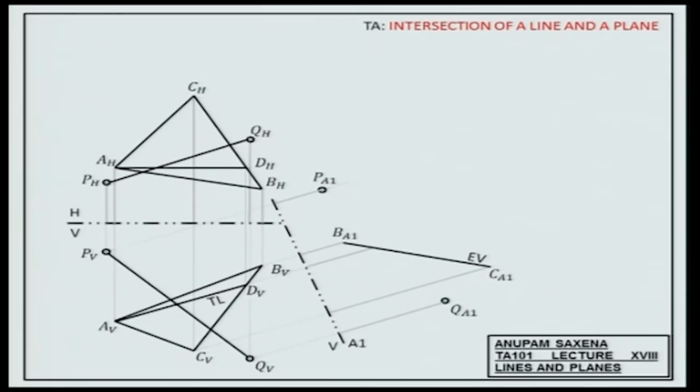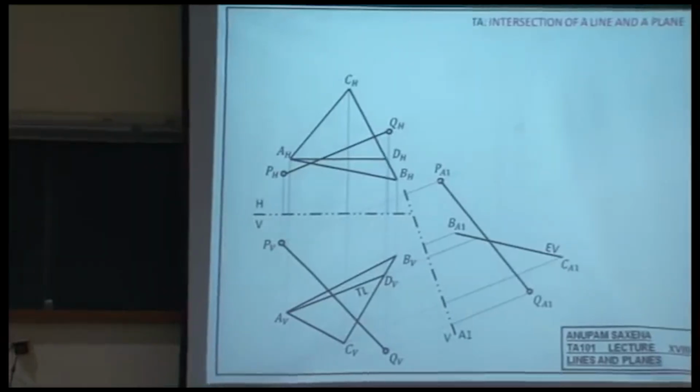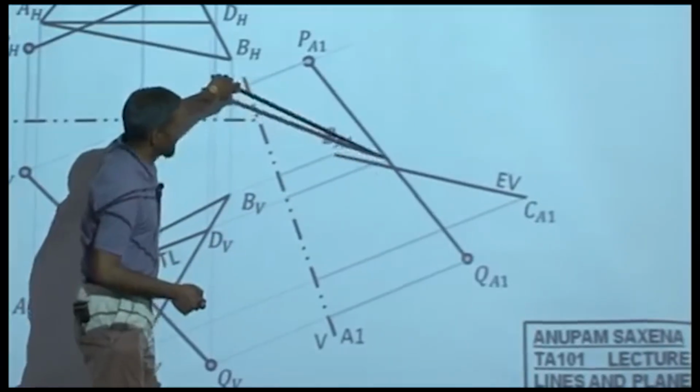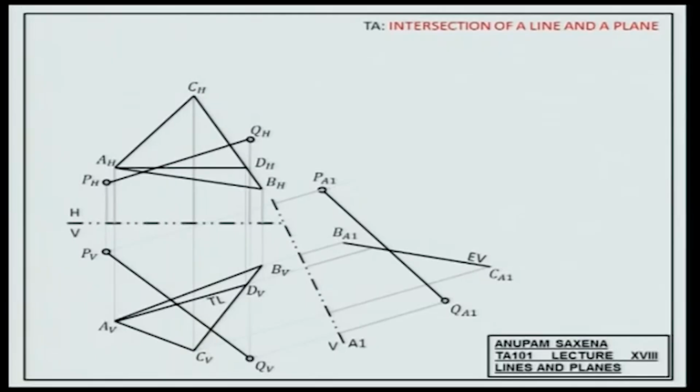Okay? PA1, QA1, join PA1, QA1, and you'll have a point of intersection between the edge view of the plane as well as this corresponding projection of the line. Okay? So that's your point of intersection. MA1. Transfer it back. It has to lie on the line.